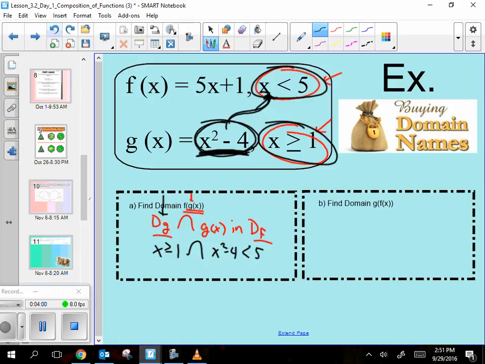You get how this used to be an x, and I put x squared minus 4 in it? All right, now I'm going to solve that, and I would add 4 to both sides. X squared is less than 9. Now I'm going to square root both sides. Square root, and x is less than 3.